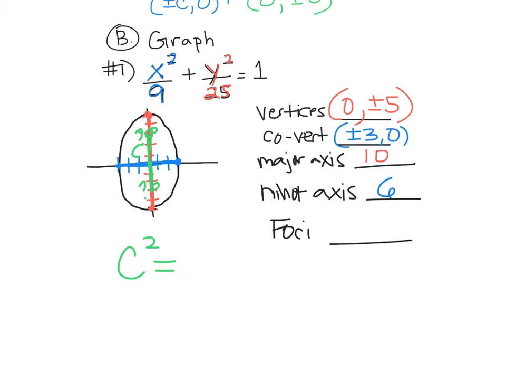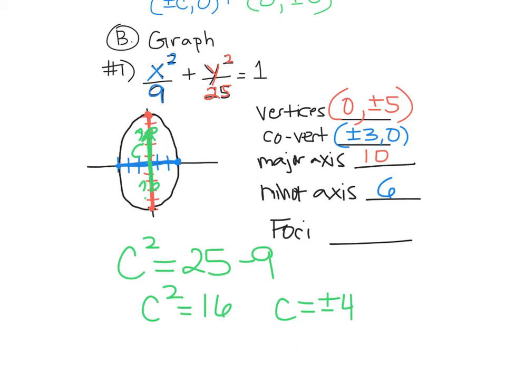What is it? a squared minus b squared? Is it b squared minus a squared? Just think it's going to be the bigger number, which is 25, minus the smaller number, which is 9. Okay? And when you do that, you will get c squared equals 16. So c would be plus or minus 4. Now, it is plus or minus 4 because, well, c is really a distance.